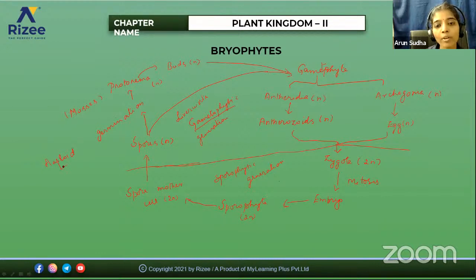So here the dominant phase is gametophytic, or we can say the haploid phase is more dominant here. Though it is a haplodiplontic cycle. In the case of Bryophytes, we can say it is a haplodiplontic cycle. Both haploid and diploid phases are present, but the more dominant is the haploid phase. So is it clear?